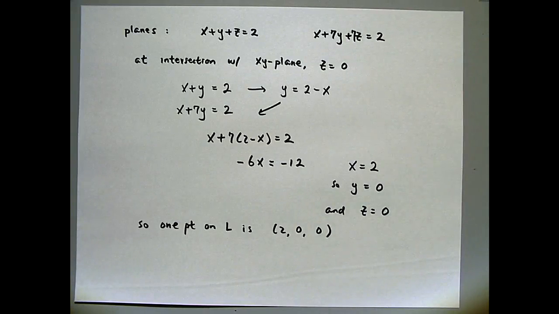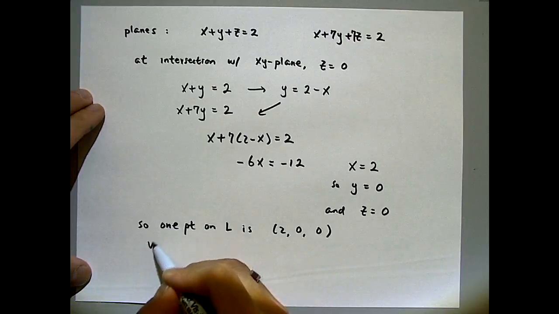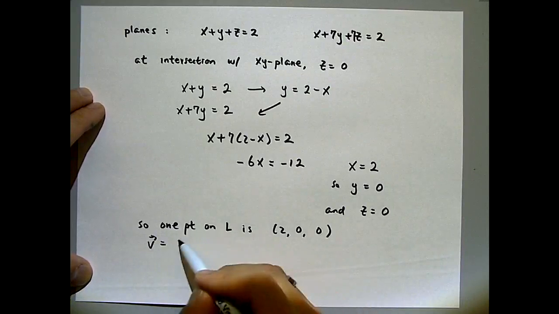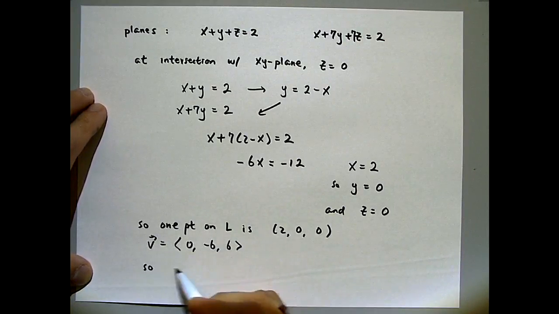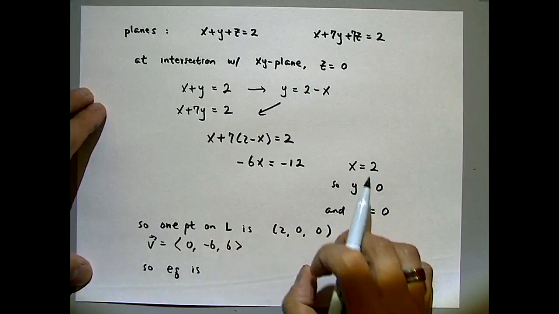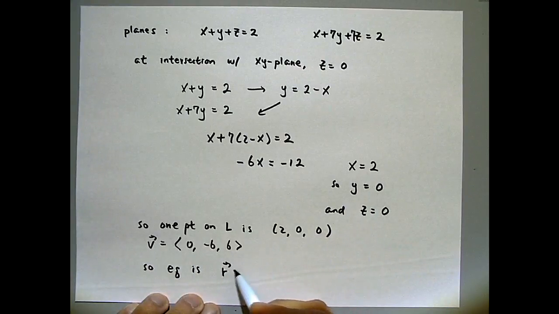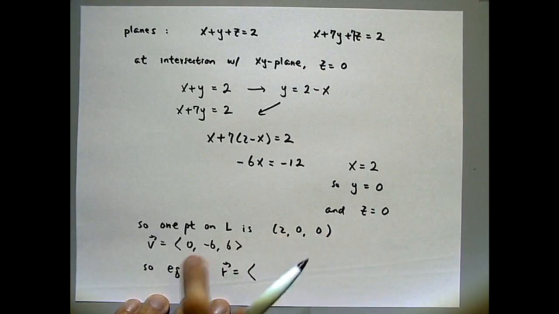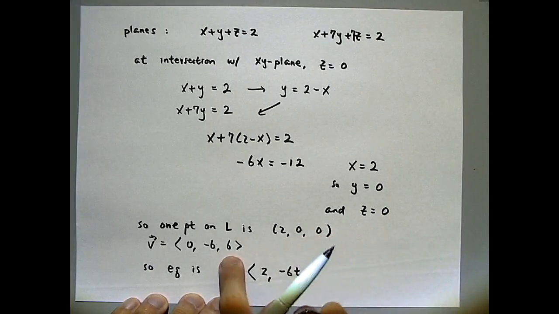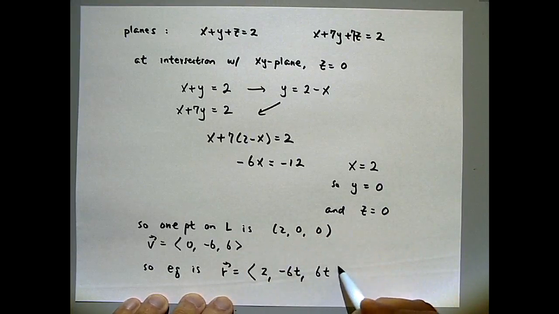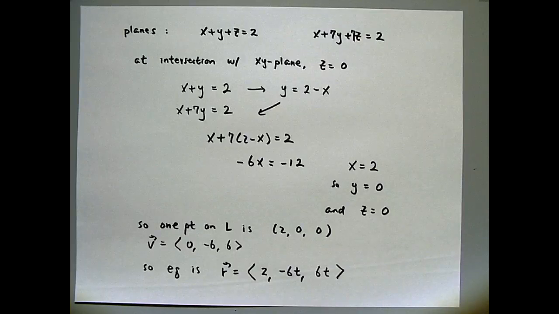Okay, now we've got everything we need. The point on the line is (2, 0, 0), and the direction vector V we found earlier is (0, -6, 6). So the equation in vector form is (2 + 0t, 0 - 6t, 0 + 6t), right?